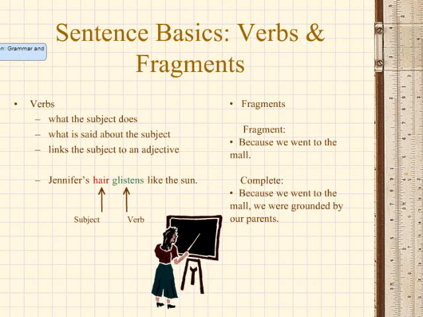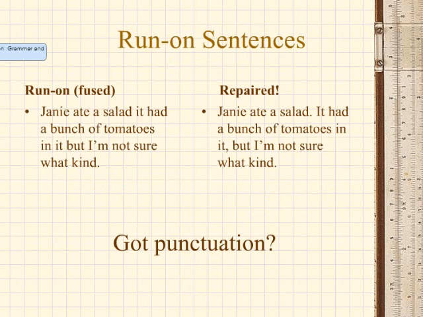Let's look at it one more time just to make sure we understand. Jennifer's hair glistens like the sun. The subject of the sentence is Jennifer's hair, and the verb is glistens. Now we're going to move on and talk about fragments. A fragment is a word group that lacks a subject or a verb and/or one that does not express a complete thought. There are many different ways that a fragment can occur.